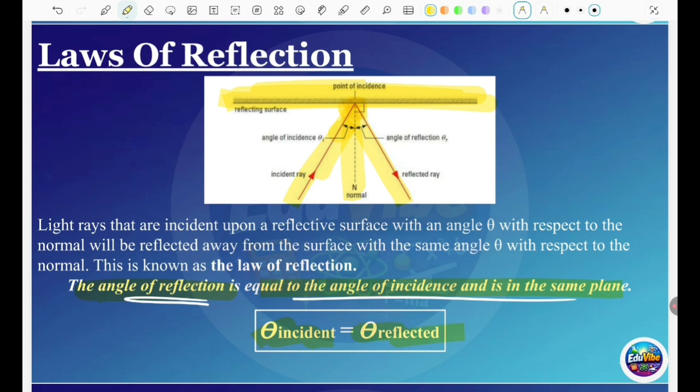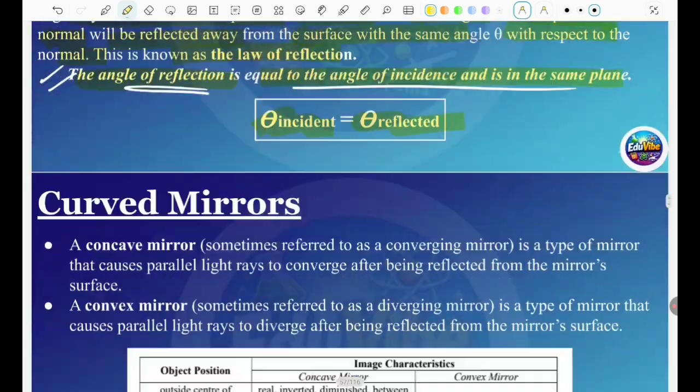In other words, if you want more detail, you can use this definition: light rays that are incident upon a reflecting surface at angle theta with respect to the normal will be reflected away from the surface at the same theta with respect to the normal, called the law of reflection. But you don't need to know it in so much writing. You just have to know the straight thing: theta incident is equal to theta reflected, all in the same plane. That's all you have to know.